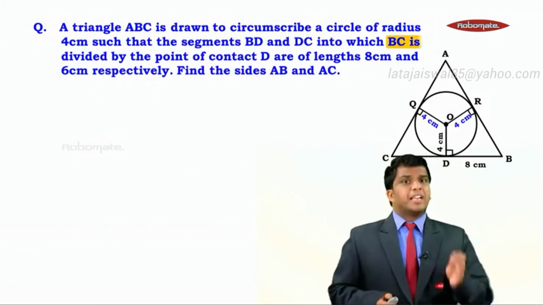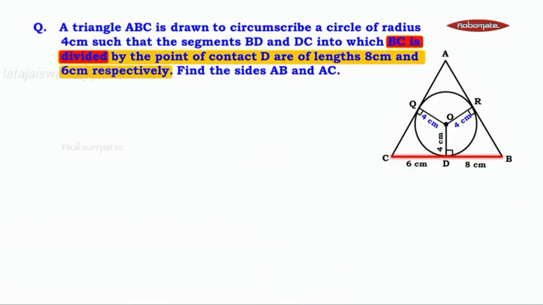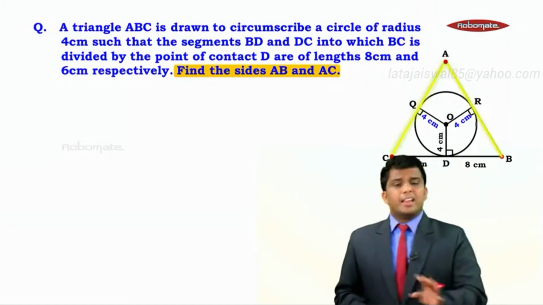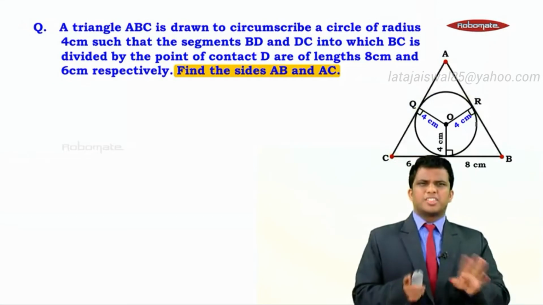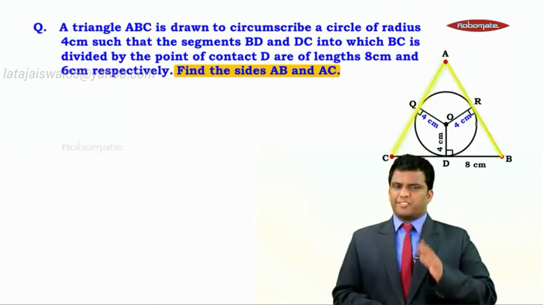Let's continue further. BC, the segment, is divided at point D in two parts, and the lengths of the two parts are 6 cm and 8 cm. That's what is provided. What we need to do is find how much AB and AC are. Remember, the lengths are going to be different because it's not given anywhere that it's an isosceles triangle. So let's begin with this approach.